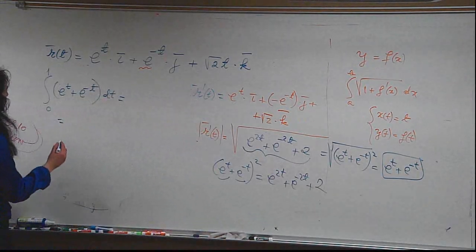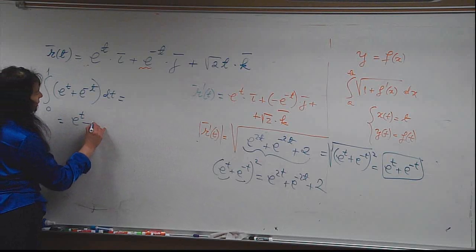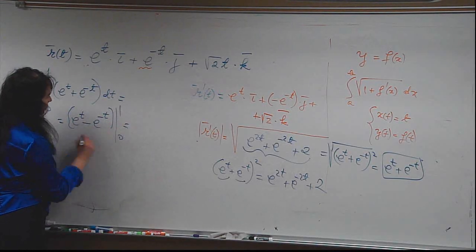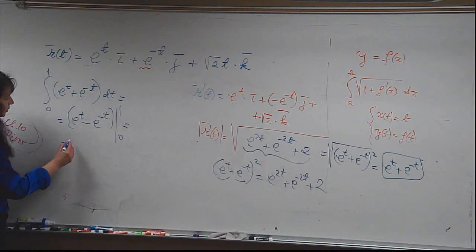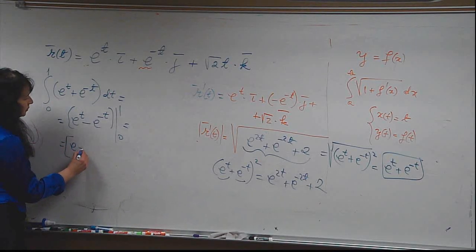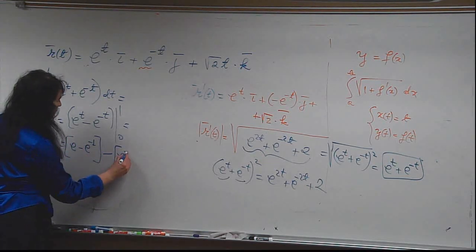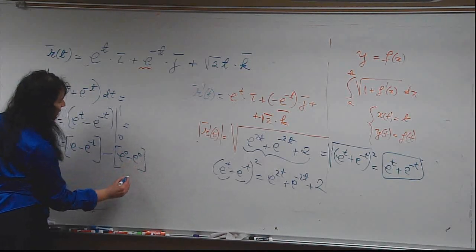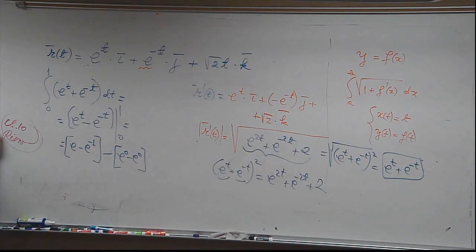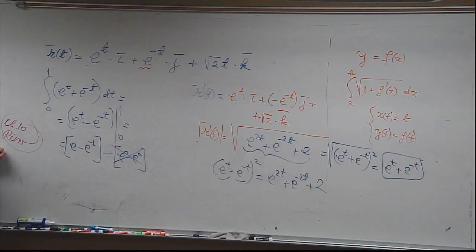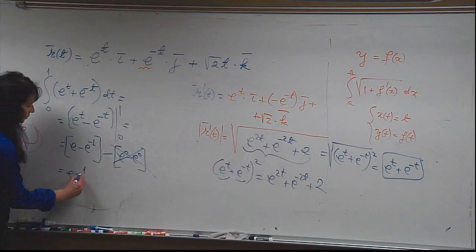So this is easy. Why is that easy? It's e to the t minus e to the minus t. At 1 and at 0, you compare them. You get at 1, e minus e to the minus 1, minus, by the fundamental theorem of calculus, e to the 0 minus e to the 0. Well, that's silly. So the answer was e minus 1 over e.